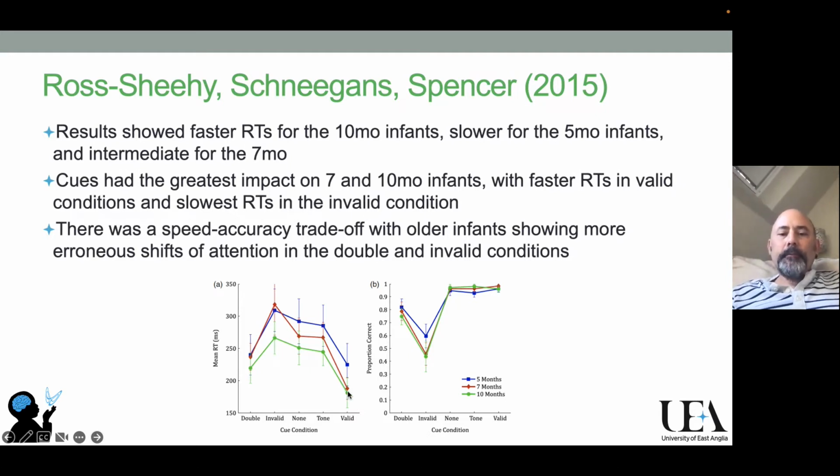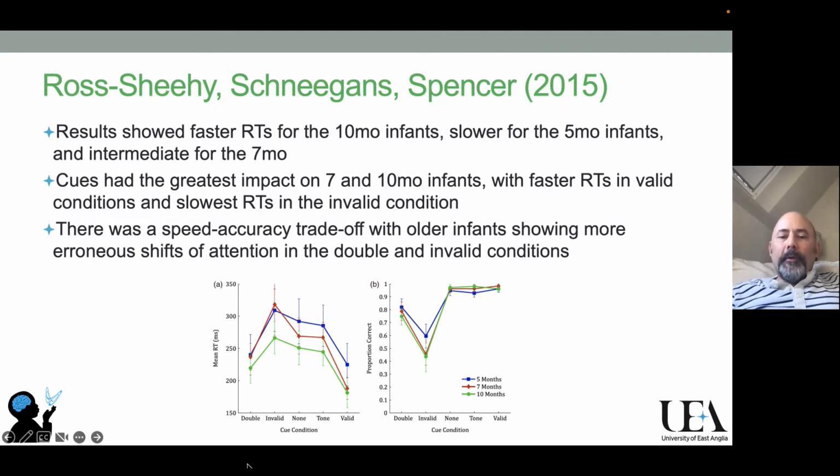interesting data. Shown on the right panel is the accuracy data. What you can see is that when infants were presented with invalid cues, they made lots of errors, so they actually looked to the wrong side. And you can see, interestingly, that the frequency of errors goes up over development. This is also kind of a surprising finding. So 5-month-olds actually made fewer errors than 7 and 10-month-olds. And you can see errors were also pretty frequent in the double condition.